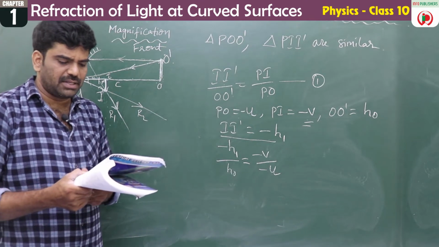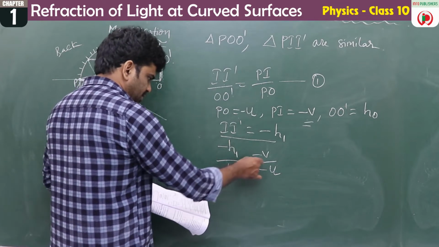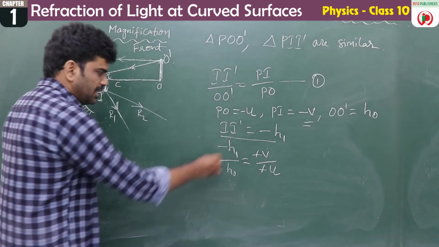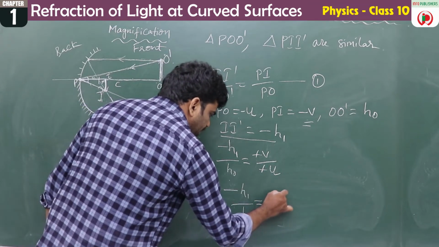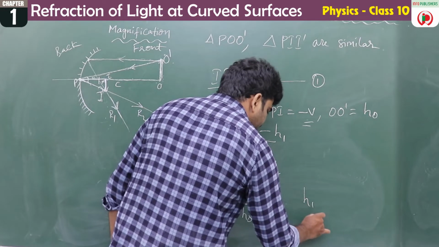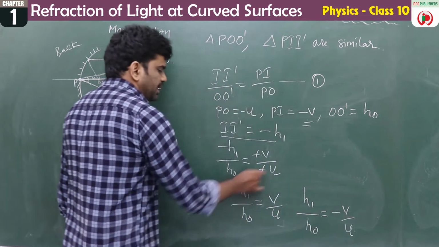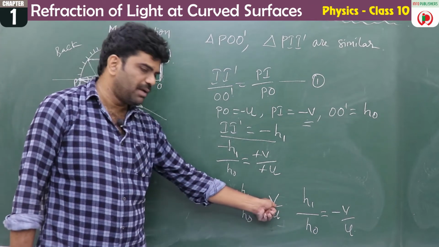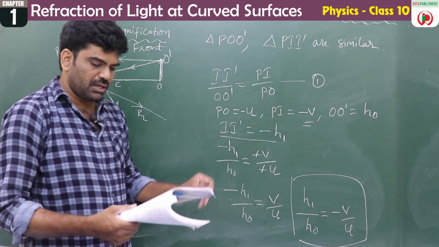So here from this equation you got minus HI by HO is equal to minus V by minus U. Minus gets cancelled. So here HI by HO is equal to V by U, or you can take it like this, HI by HO is equal to minus V by U. This minus goes to that side. You see this one or this one.